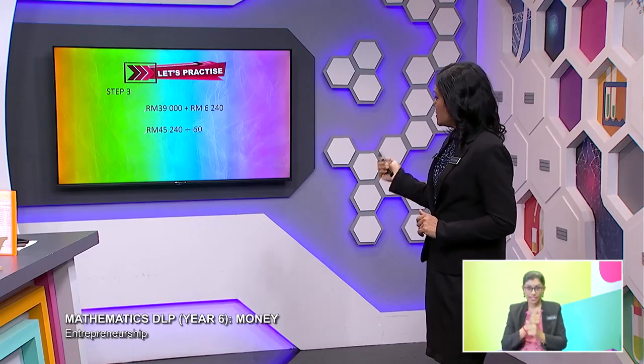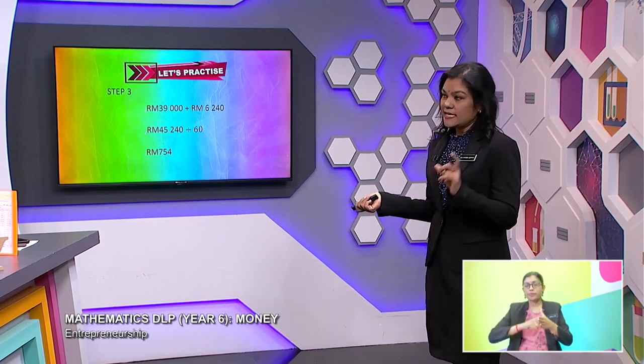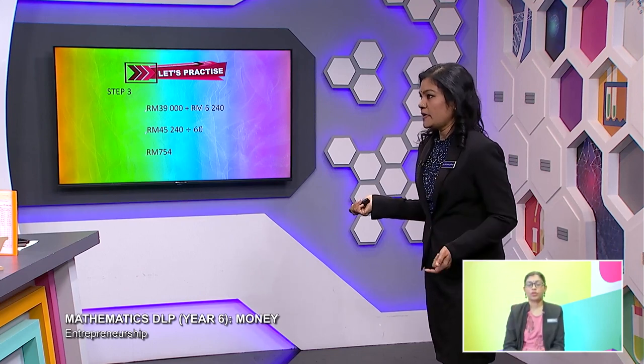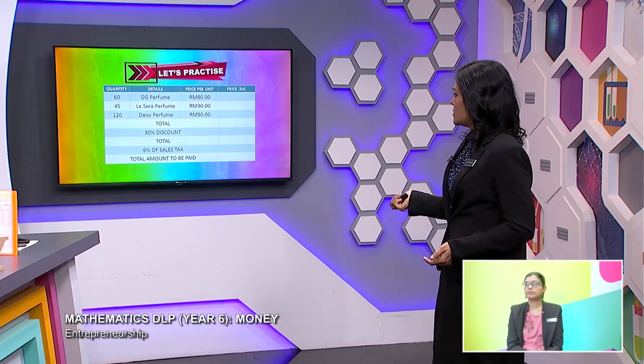Why? 5 years, there are 12 months. Yes. Okay, you times with 5, there are 60 months, okay? So once you divide the total, you will get 754. That is the monthly installment that Mr. Alex is going to pay. Okay, I understand. Okay, you now understand? Yes. Next, we move on to another question.